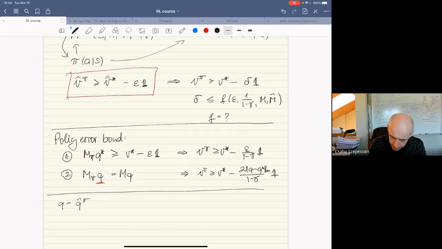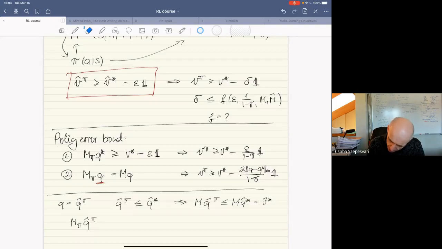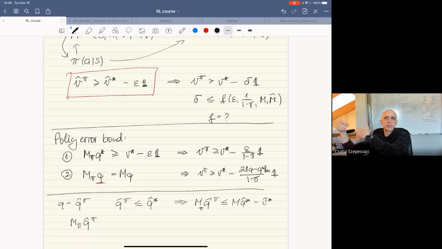So, of course, Q hat of pi is not larger than Q star, right? And so from this, it follows that M of Q hat of pi is not larger than M of Q hat star. So that's like V hat star. Okay, good. And so if you want to reason about M pi of Q hat of pi, clearly it is even smaller because M is this maximum operator, right? So it's maximizing with respect to the actions, and M pi is just choosing some actions.